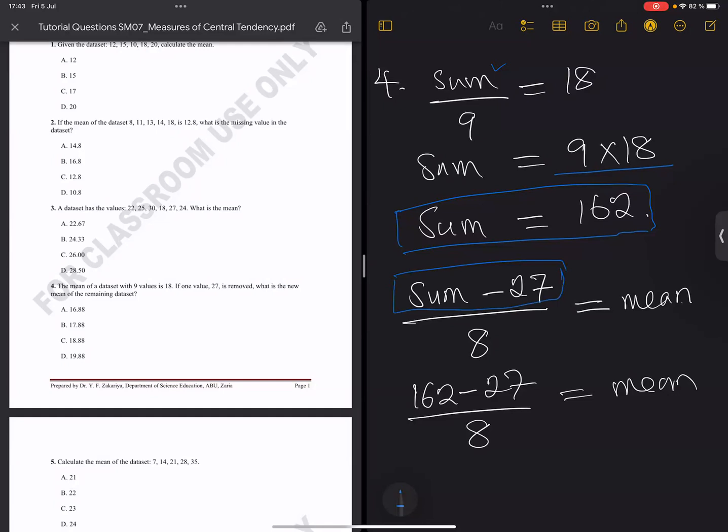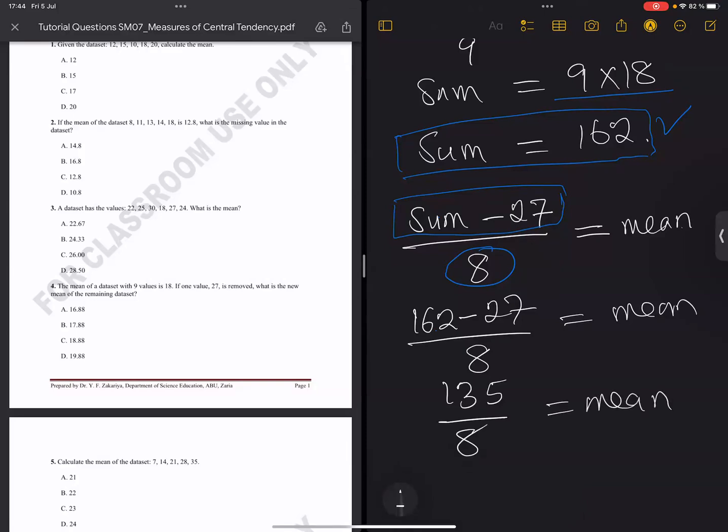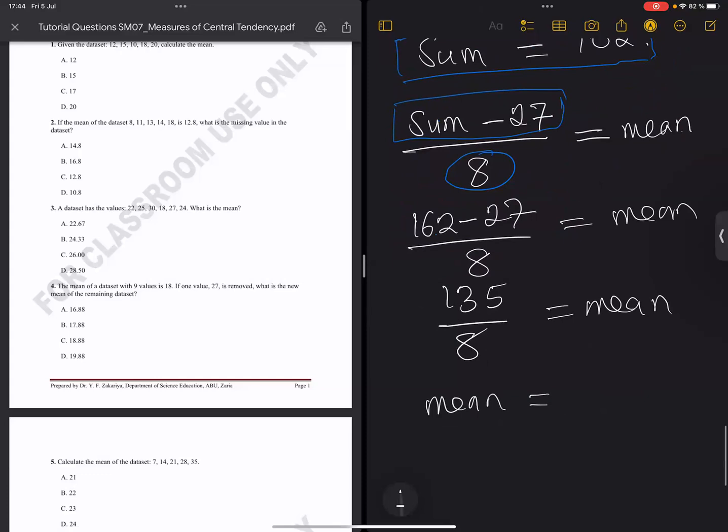Since we are removing 1 from 9 numbers, the number will become 8. It's no longer 9 for the remaining data set. But we know from here that sum is 162, so we just put it back. Sum is 162 minus 27. What is the answer? 135. So 135 divided by 8 is equal to the mean of the remaining data set. The mean of the remaining data set equals 16.875, which is about 16.88.